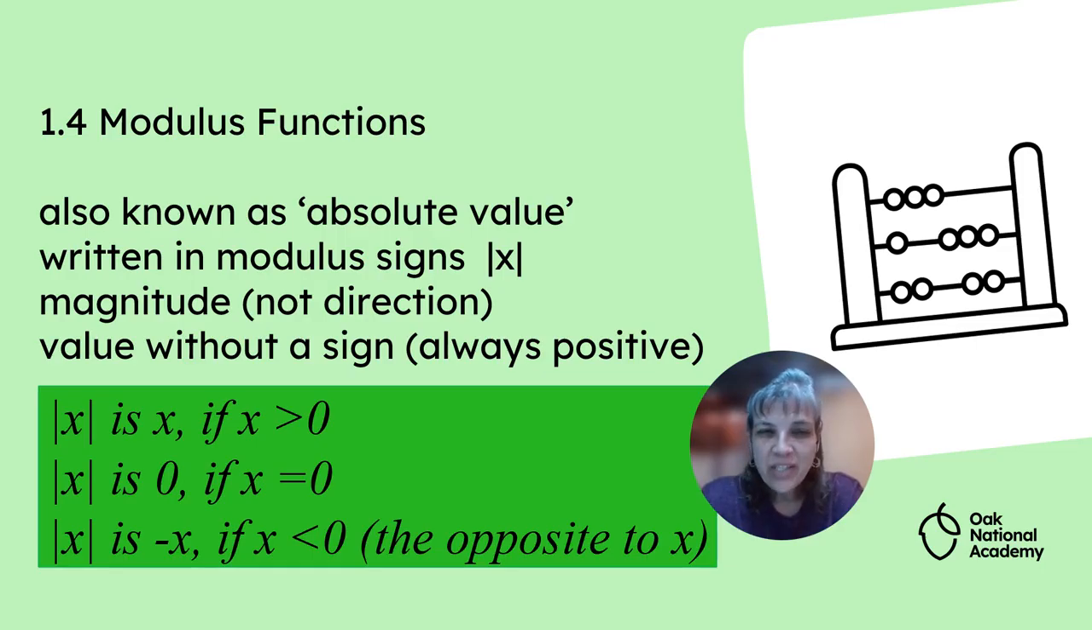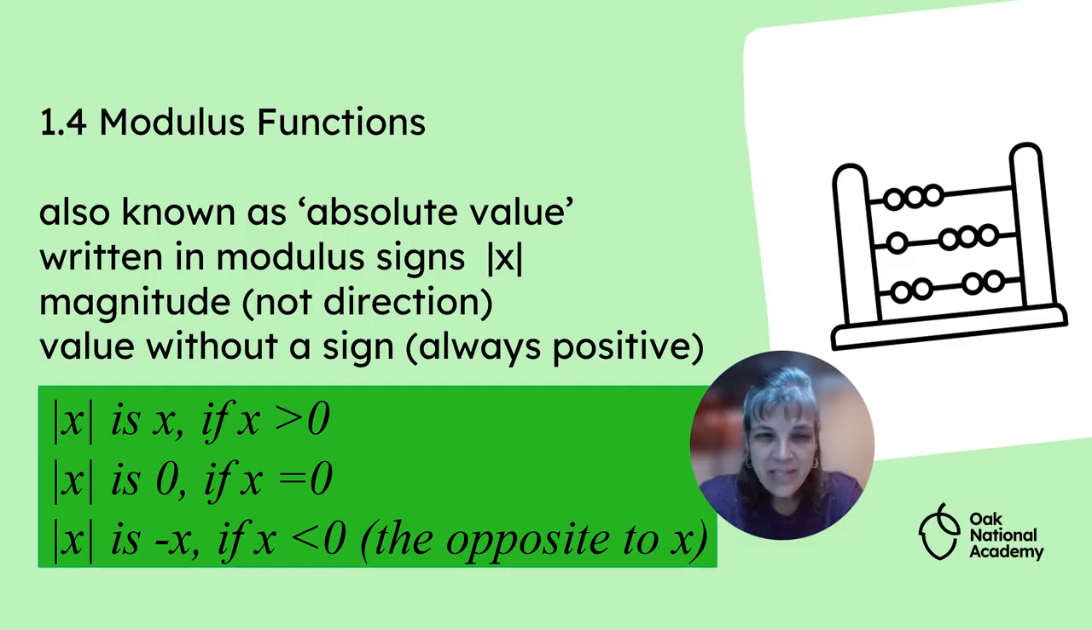A modulus function can also be known as absolute value. What we want to find out is the size of something, or the magnitude of that thing, without necessarily thinking about the direction. A modulus function is written inside modulus signs. Modulus signs are straight up and down lines. They're not square brackets. They're not regular brackets.